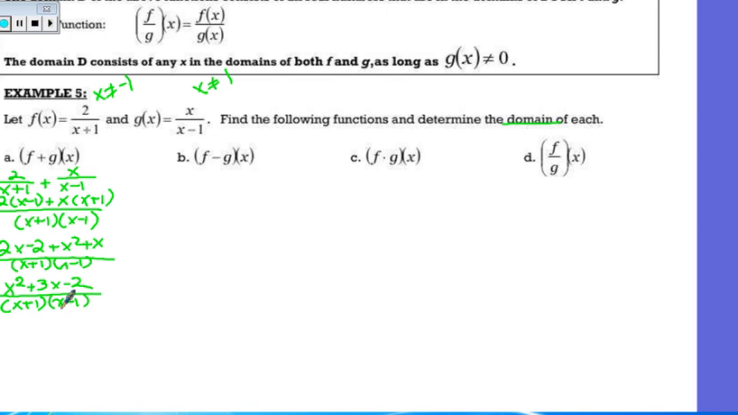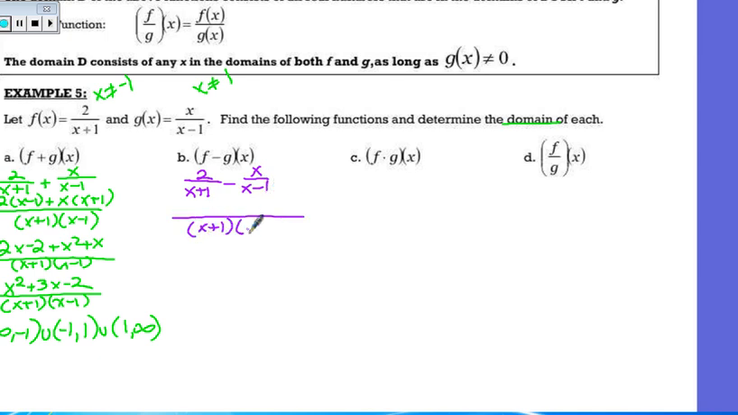So our domain is going to be from negative infinity to negative 1, picking up on the other side of negative 1 going to 1, and then 1 to positive infinity. Okay, so looking at b, we kind of want to do the same thing, but the only thing that's changing is the fact that we're subtracting. So now it's going to be 2 over x plus 1 minus x over x minus 1. Still needing the common denominators of x plus 1, x minus 1.